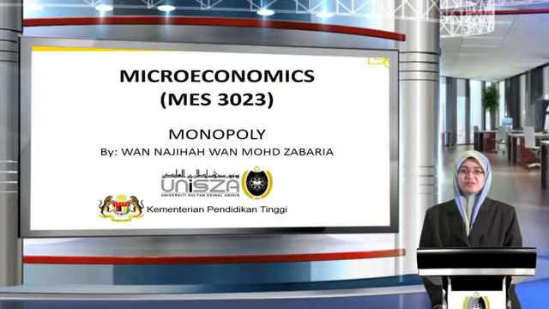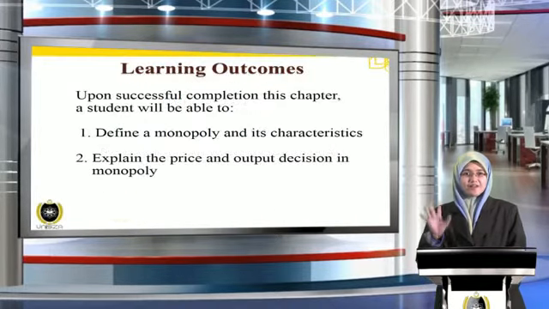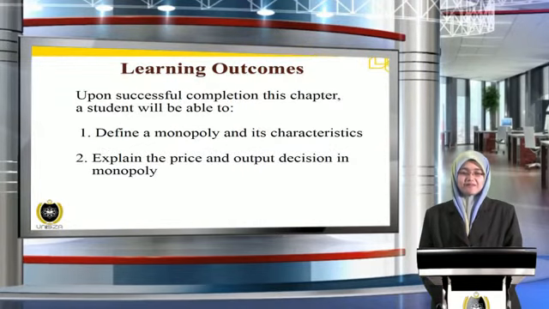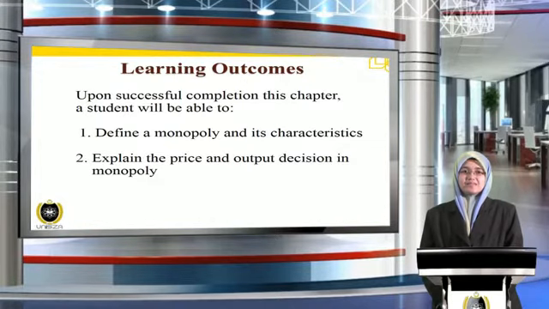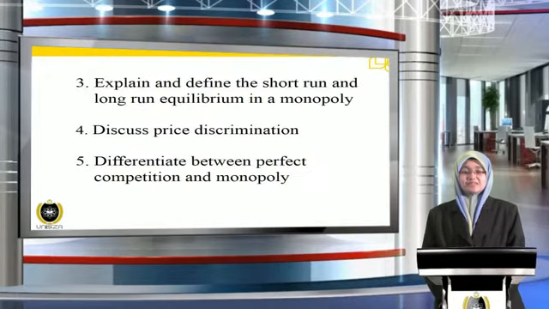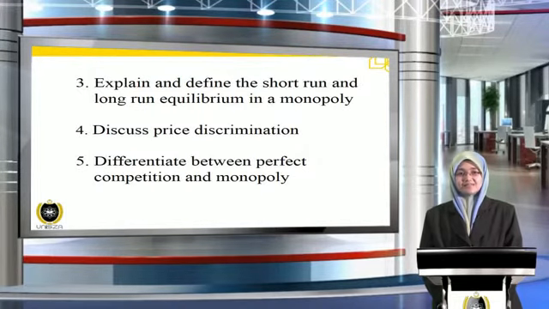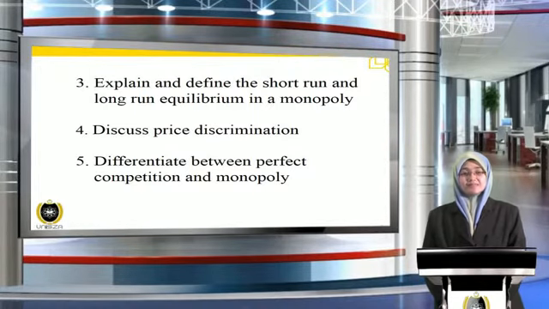In this lecture, we are going to learn the topic titled Monopoly. Before we begin, let's have a look at the learning outcomes. We have 5 learning outcomes. The first one is define a monopoly and its characteristics. The second one, explain the price and output decision in a monopoly. The third one, explain and discuss the short run and long run equilibrium in a monopoly. The next one, discuss the price discrimination. And the last one is differentiate between perfect competition and monopoly.